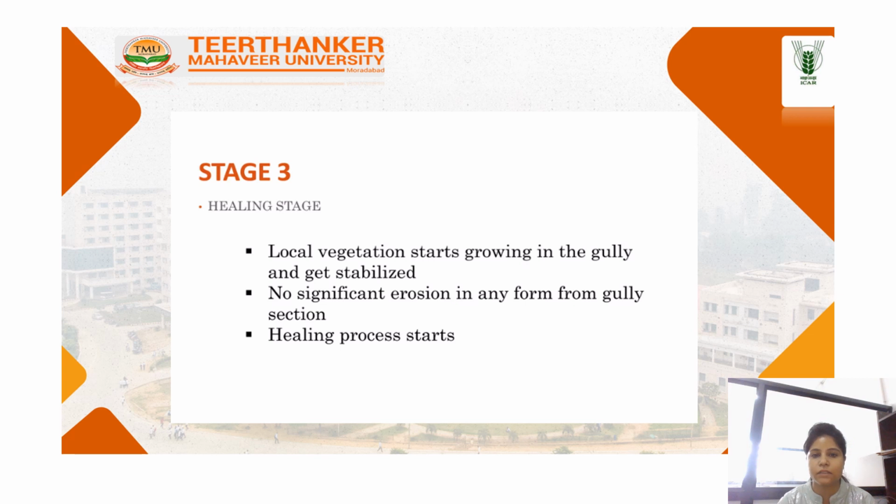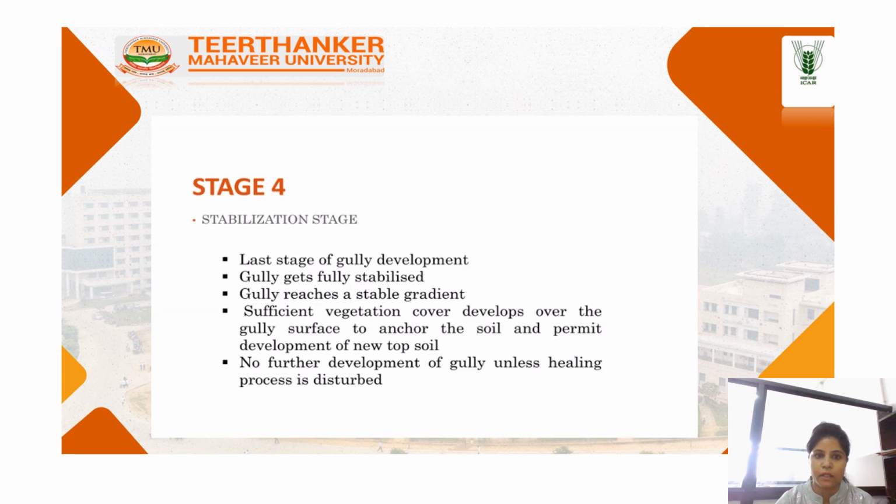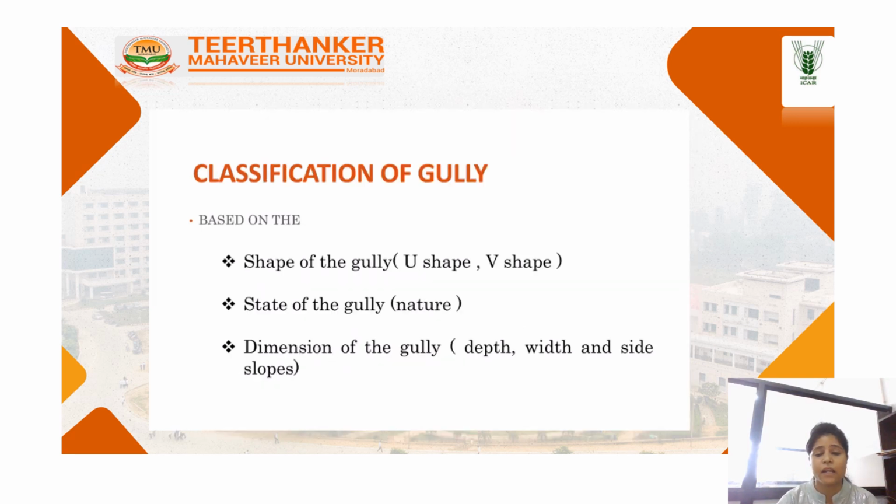In the healing stage, generally in a hilly area, local vegetation starts growing in the gully and it gets stabilized. In the fourth stage, the gully is fully established, reaches a stable gradient, and there is no further development of the gully unless the healing process is disturbed. There are many types of gully, like V, U and trapezoidal.